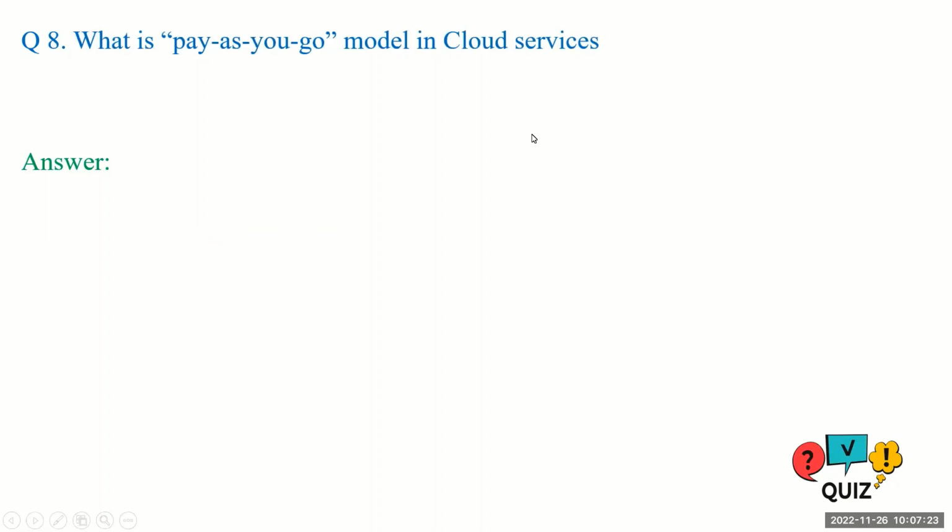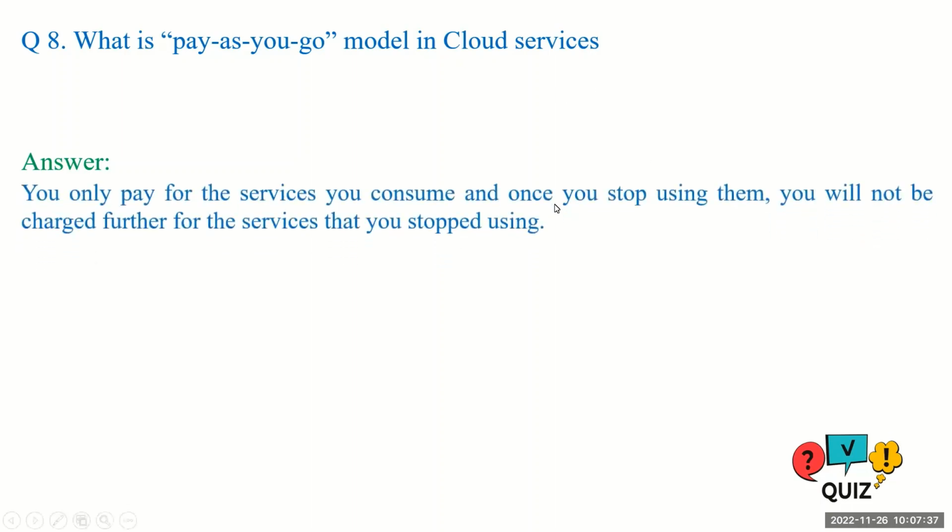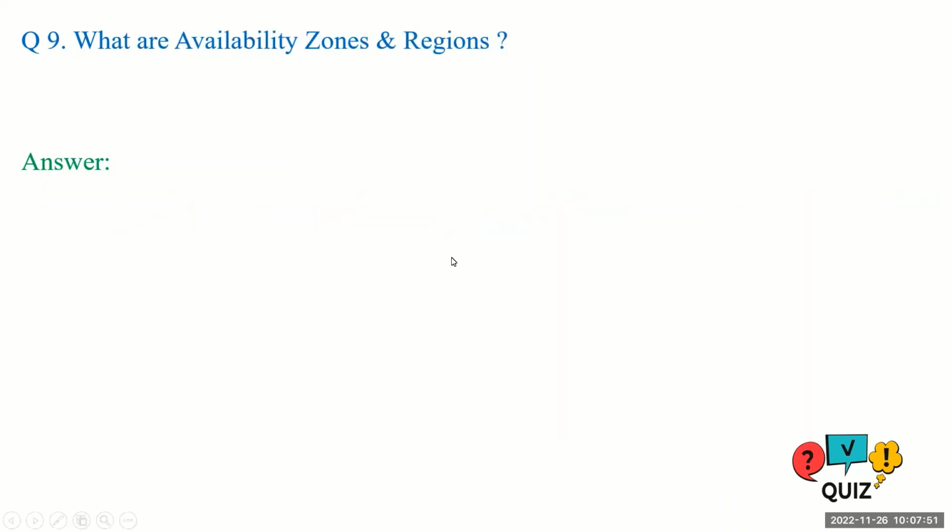What is pay-as-you-go model in cloud services? Whatever the services that we are using, we need to pay for those services. Exactly, that's correct. So the definition is you only pay for the services you consume, and once you stop using them, you will not be charged further for the services that you have stopped using. Good attempt. Here comes the next one.